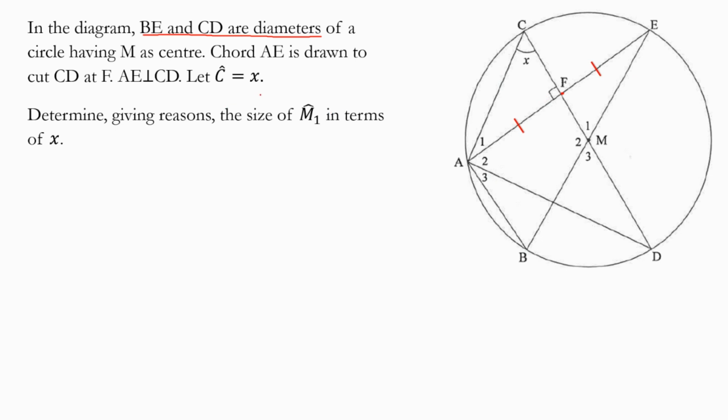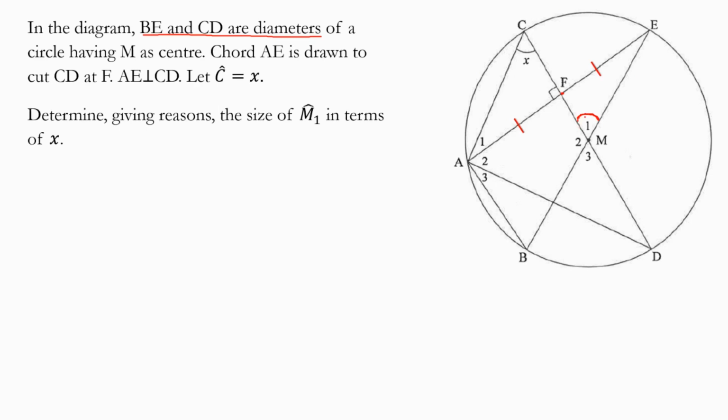Let angle C be equal to X. This is angle C here. And then determine, giving reasons, the size of angle M1 in terms of X. So this is our angle M1 here. How can we get angle M1?